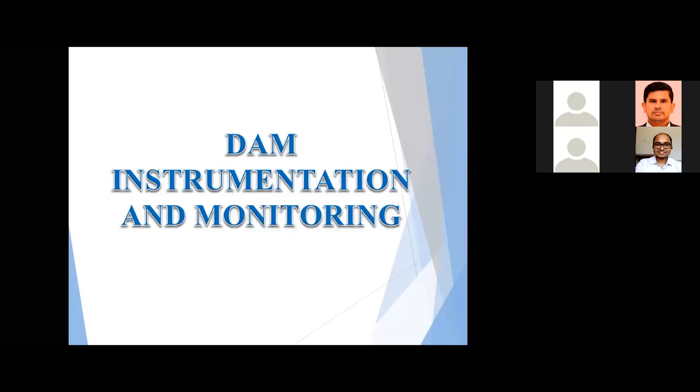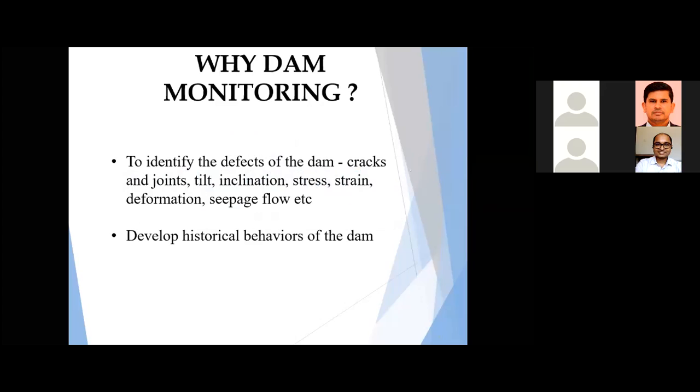Next, I will go to the main part of this presentation, dam instrumentation and monitoring. Actually, from previous presentations, you all got to know the purpose of monitoring and the available instruments. But I will illustrate specifically what is in the Victoria Dam. So why dam monitoring? Actually, you all know now. We need to identify defects of the dam: cracks, joints, tilt, inclination, stress, strain, deformation, seepage flow, etc. And also we need to develop some understanding of the behavior of the dam.